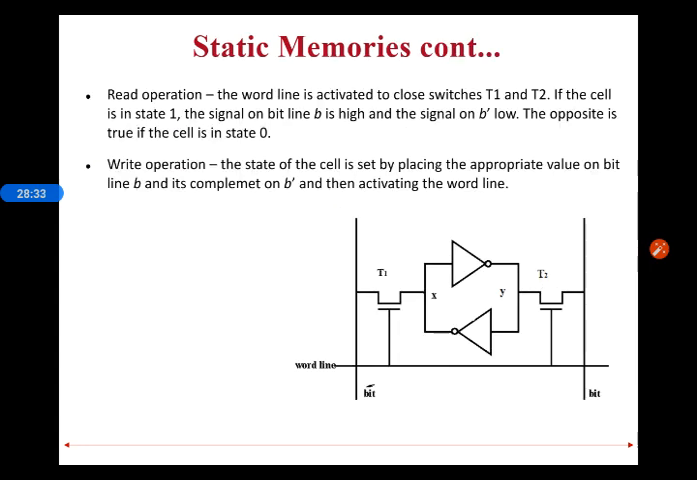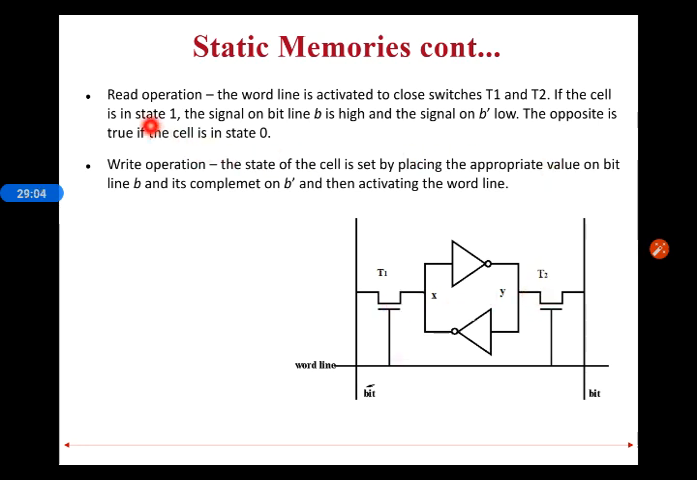Okay, now how do we perform a read operation and a write operation on the same cell? The same thing is written here also. Read operation: to perform a read operation on static memory, the word line is activated to close the switches T1 and T2. So when you activate this line, that will cause T1 and T2 to close.